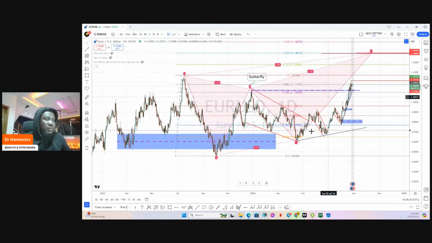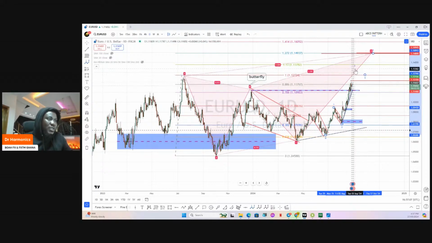So here, this is wave 1, wave 2. Now, wave 3, what I'm expecting is for it to go 1, 2, probably 3, 4, or maybe 3, 4, 5. Something like this, maybe something like this.